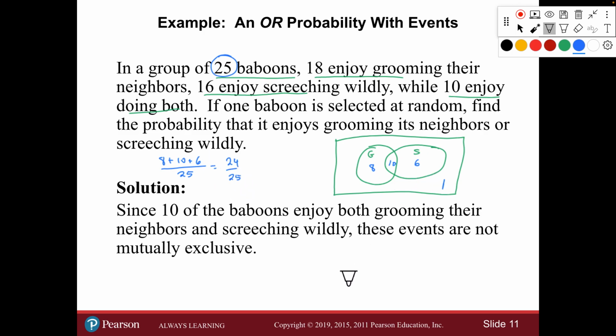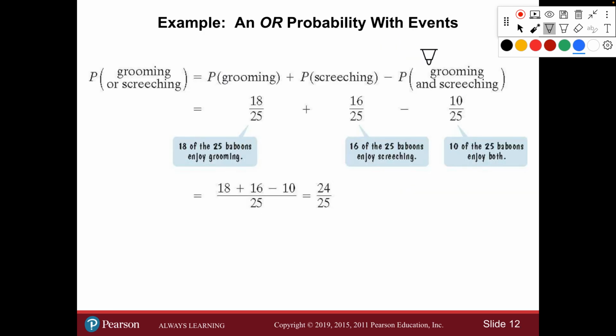Or if we were to use the formula, which they'll do next, let's do it up here. There's 18 who enjoy grooming, there's 16 who enjoy screeching wildly, and there's 10 that enjoy doing both, so we'll subtract them off. 18 plus 16 is 34, minus 10 is 24. Again, all out of 25 total. And here it is. They do it that way. 18 plus 16 minus 10.